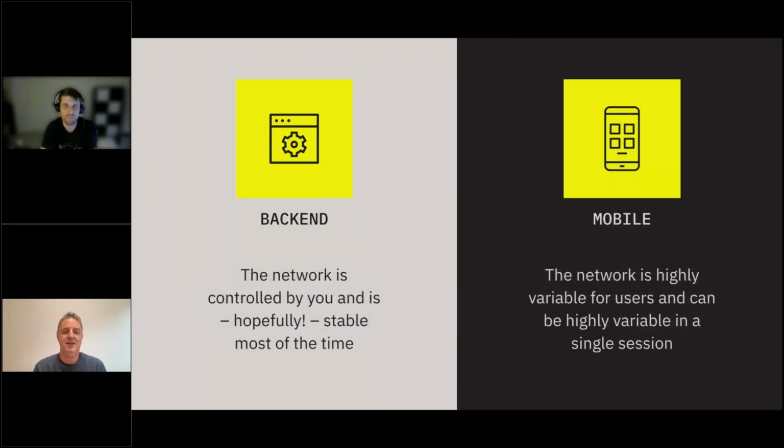In backend, the networking is controlled by you and is hopefully most of the time stable and predictable, whereas in mobile, it's certainly not. You control very little of the network other than where you do your data ingestion, but data is coming from all corners of the internet, and sometimes people will have highly variable experiences even during the course of a session. They may walk down into the basement or get in an elevator, and what was a great connection turns into a terrible one or no connection at all.